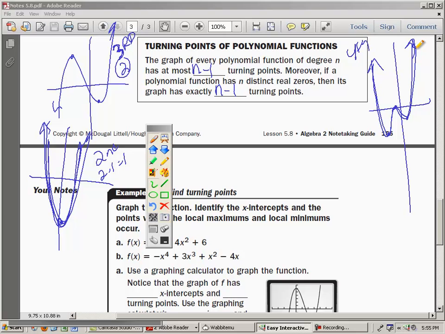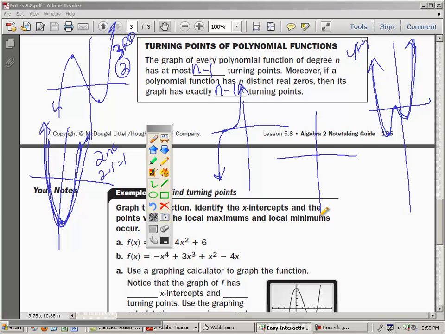Now this last part about having exactly that number of turning points, I want to take a look at maybe a third degree. Sometimes a third degree might come up here and just kind of turn and flatten out a little bit. And so that doesn't really have any specific turning points, no local maxes or mins there. But again, it can have at most n minus 1. Doesn't mean it exactly does.